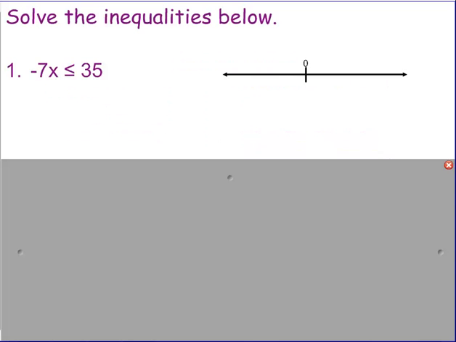Let's look at some examples. These are one-step inequalities that you see right here. Negative 7x is less than or equal to 35.